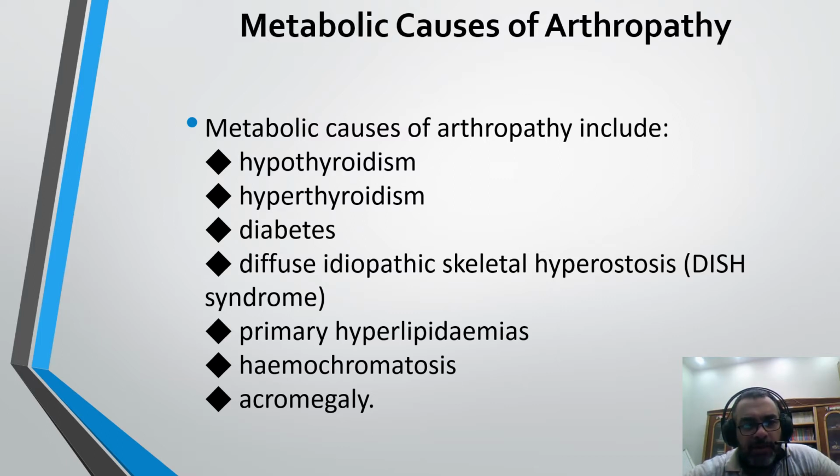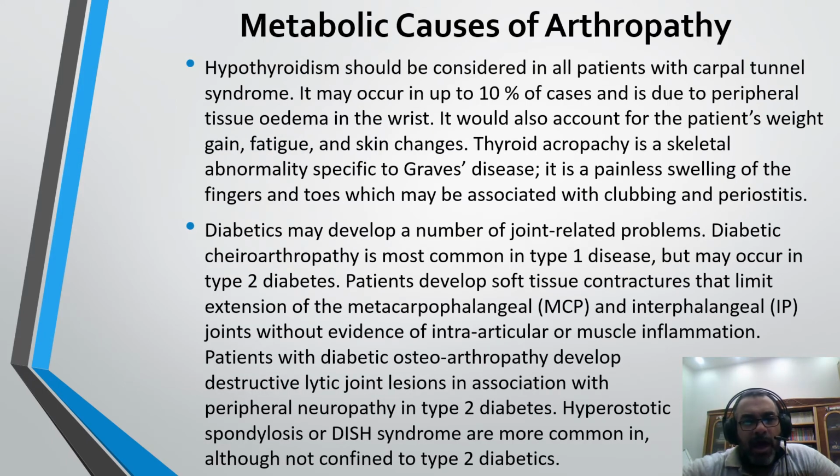Metabolic causes of arthropathy include hypothyroidism, hyperthyroidism, diabetes, diffuse idiopathic skeletal hyperostosis or DISH syndrome, primary hyperlipidemia, hemochromatosis, and finally acromegaly. Hypothyroidism should be considered in all patients with carpal tunnel syndrome. It may occur in up to 10% of cases and is due to peripheral tissue edema in the wrist. It would also account for the patient's weight gain, fatigue, and skin changes.